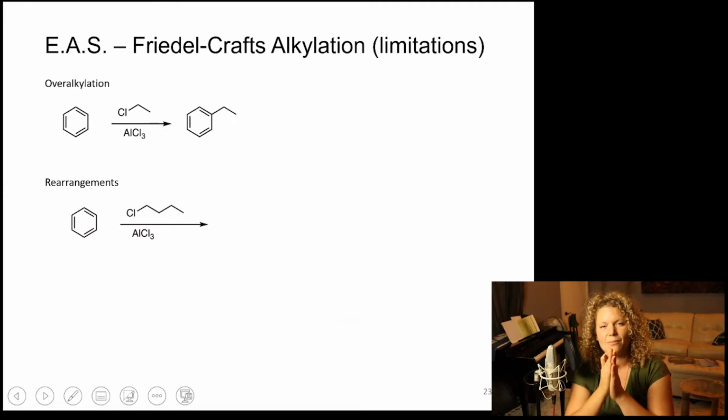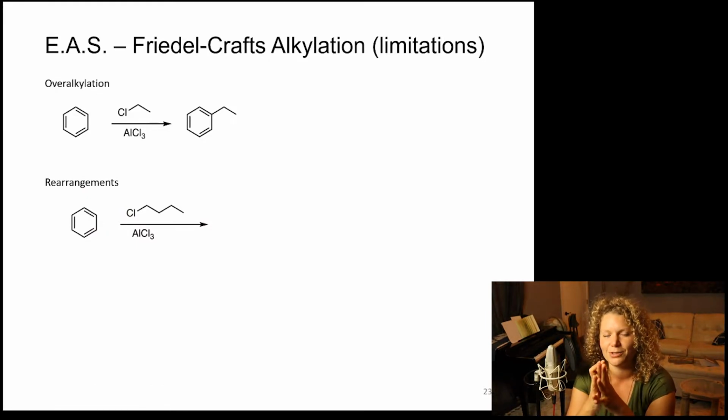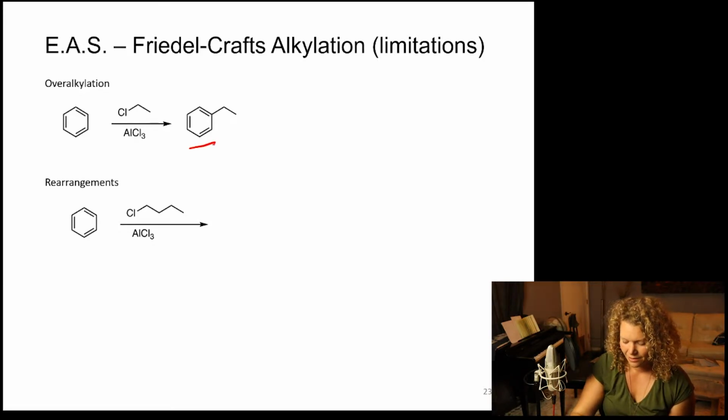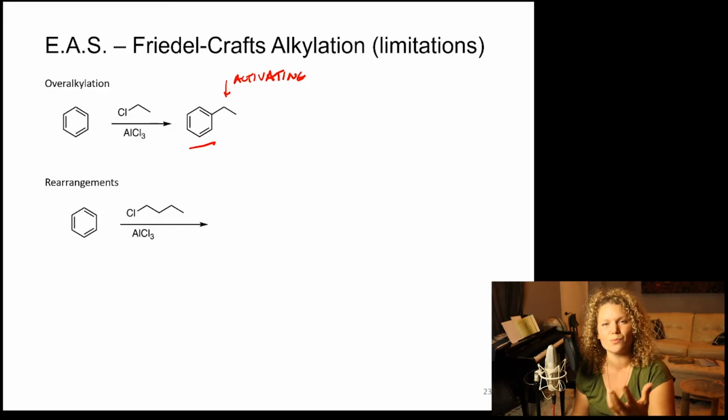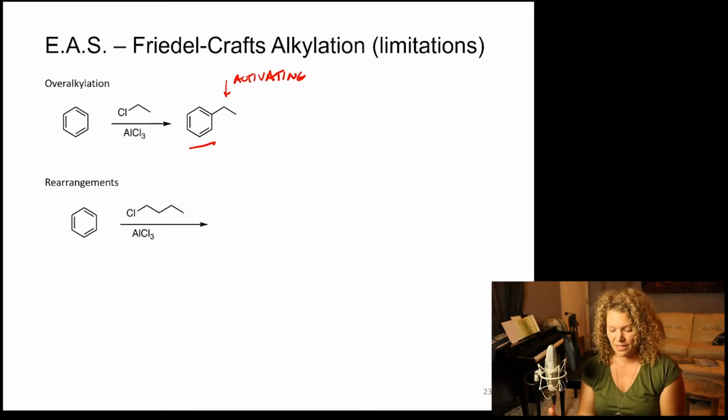Now, one of the problems with Friedel-Crafts alkylation is that you can imagine that the product we're getting, we know that this is activating, right? So this group is an activator. So when you think about this chemistry, you're introducing a group that is activating the aromatic ring more than the starting material. So if you were to compare our starting material and our product, you would say that the product is actually even more reactive than our starting benzene.